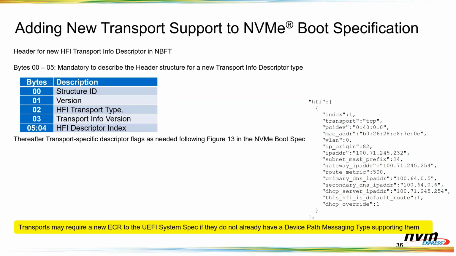There's a minor mandatory header as part of the HFI transport internal descriptors today, and then other descriptors such as flags and configuration context are also needed. For example, for TCP today, those HFI constructs are things such as MAC address, VLANs, IP addresses, and gateways. These are really the minimal things that are required in order to establish connectivity from a host to an NVM subsystem. And keep in mind that if a transport doesn't already have an existing implementation in the NVM Express transport specs, UEFI, or elsewhere, then extensions may also be needed there too.